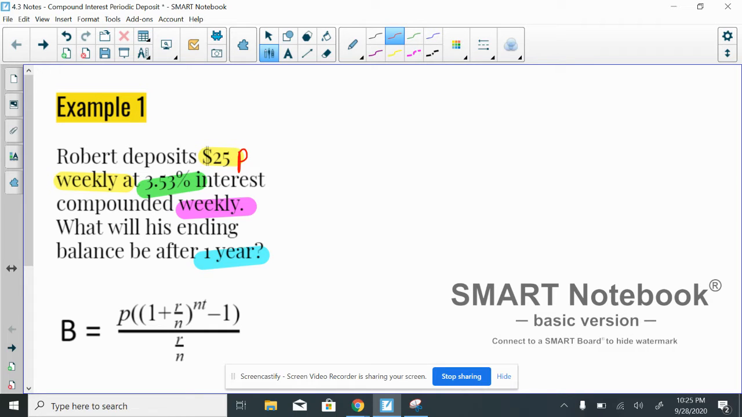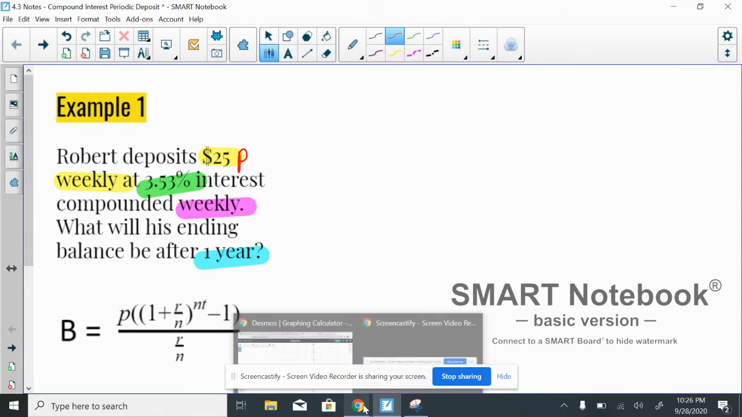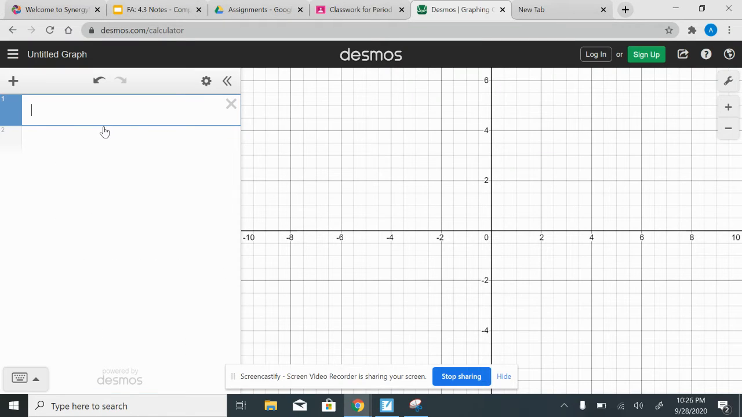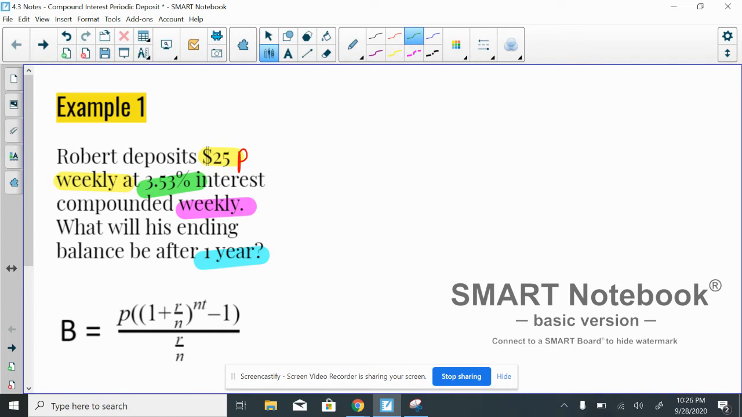In this case, I call P my periodic deposit. It's the one that's repeated over and over again. I need to know what my rate looks like as a decimal. So I'm going to take 3.53 and divide by 100 ahead of time and make that 0.0353 right here. We did that on Friday as well. That's not new information.